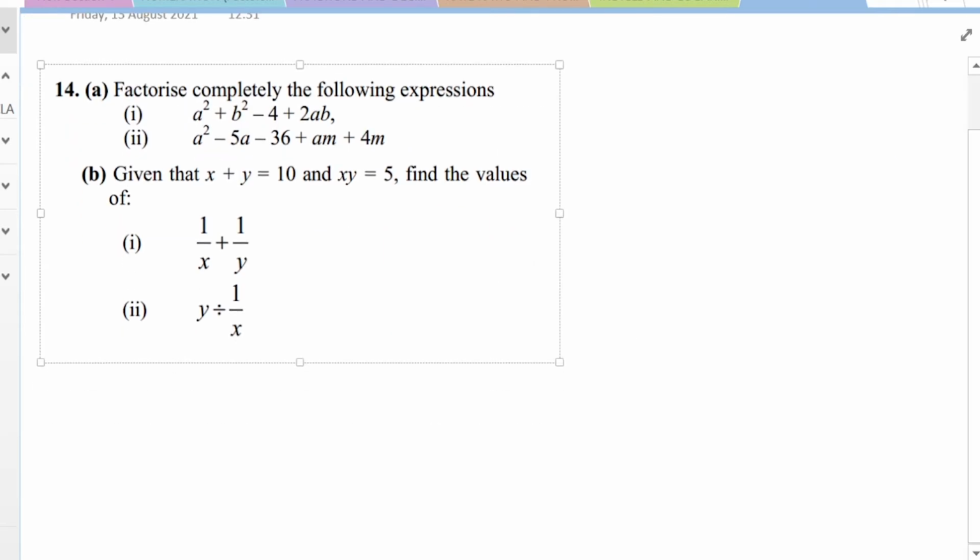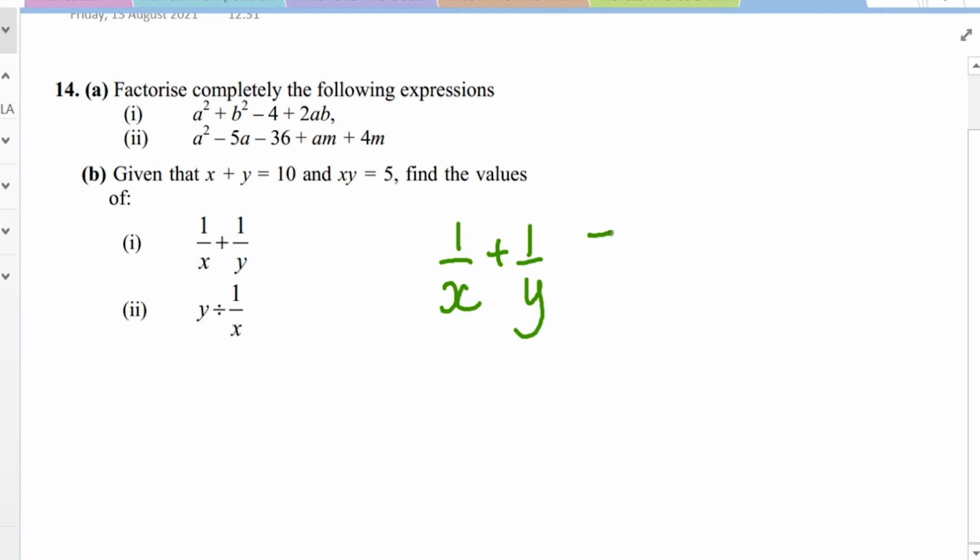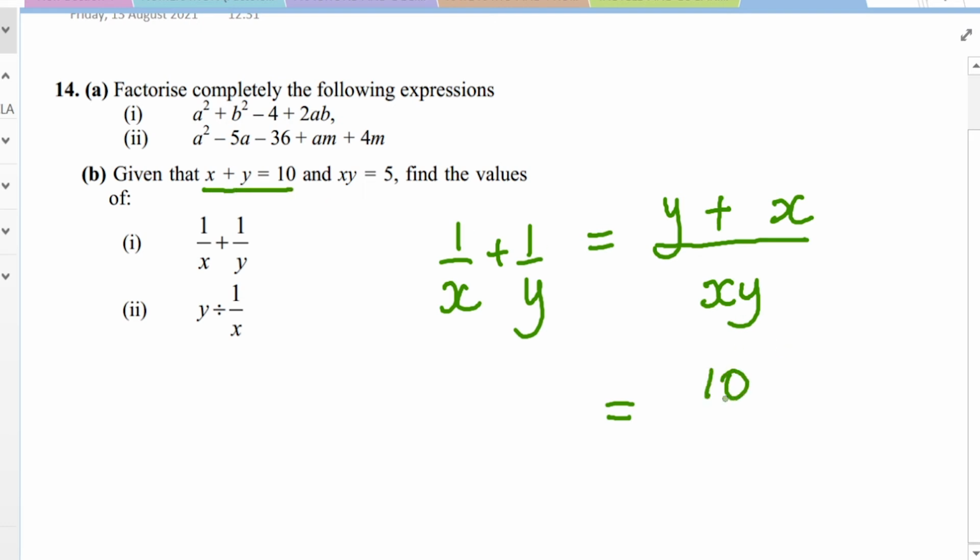So let's look at part B. Given that x plus y is equal to 10 and xy is equal to 5, find the values of 1 over x plus 1 over y. Of course, here 1 over x plus 1 over y is given. Then we go ahead and take the LCM, that is xy. xy divided by x gives us y. So here we have y plus xy divided by y is x, so that is plus x. So here we know that y plus x, according to our expression, x plus y is 10. So up there is 10, divided by the bottom, xy is 5, that is it.